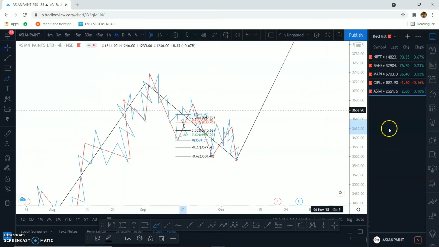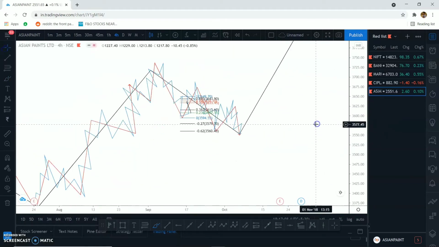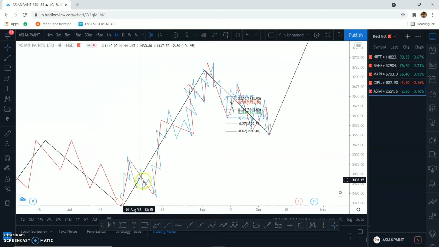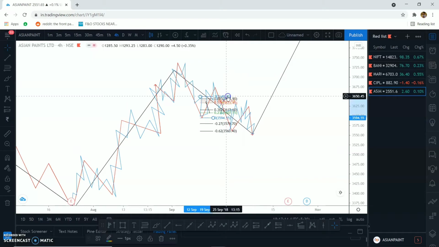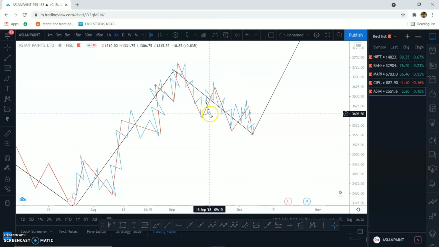One second, even I got a little confused. So the red lines are the daily time frame. Daily time frame is in an uptrend. Okay, cool. So here I'll try to give you an example.